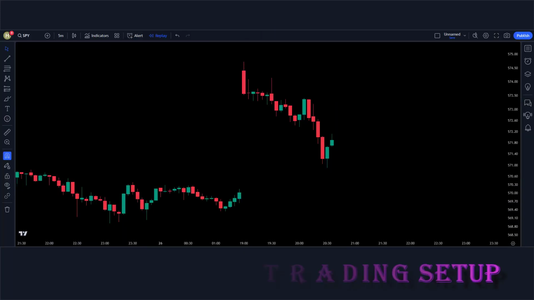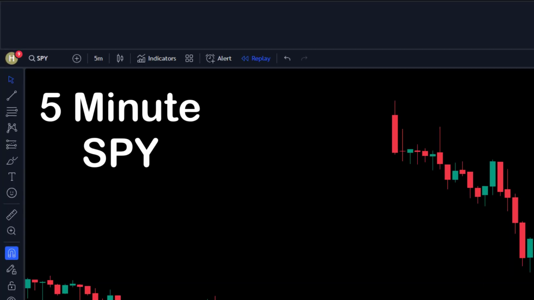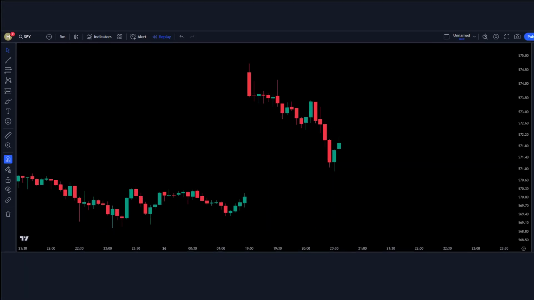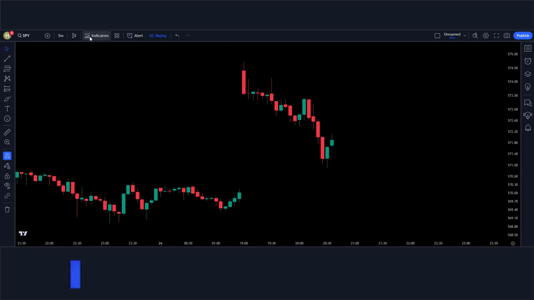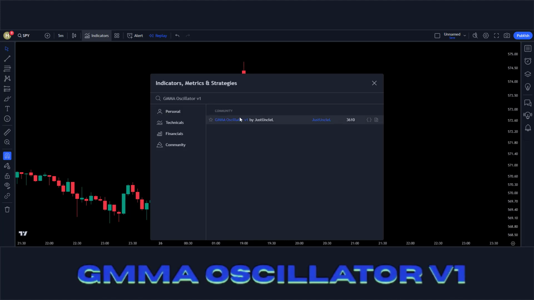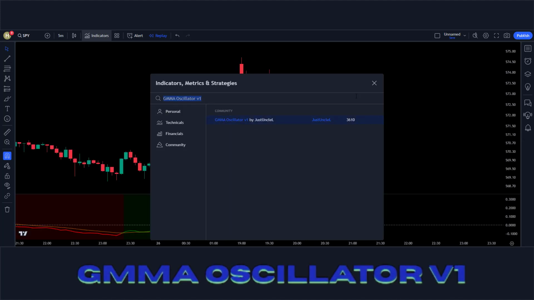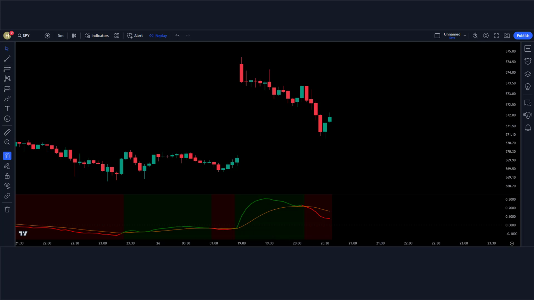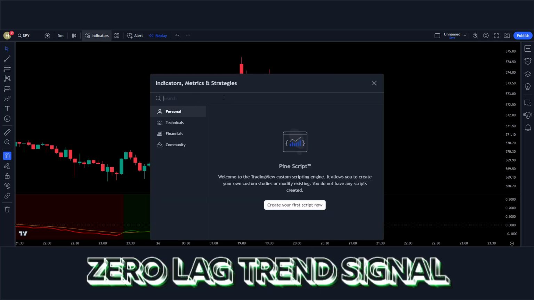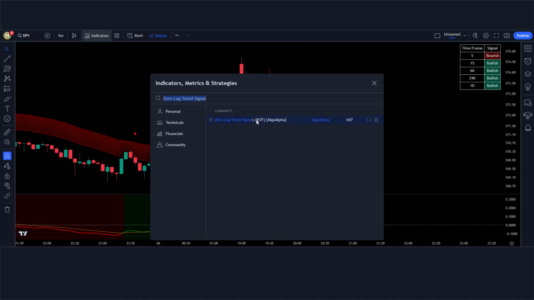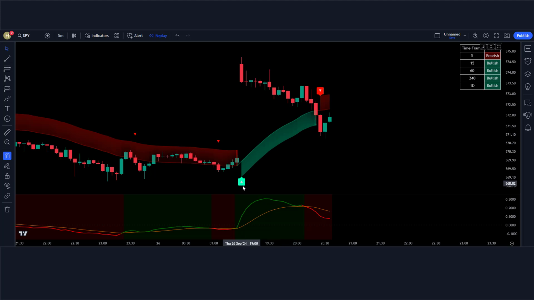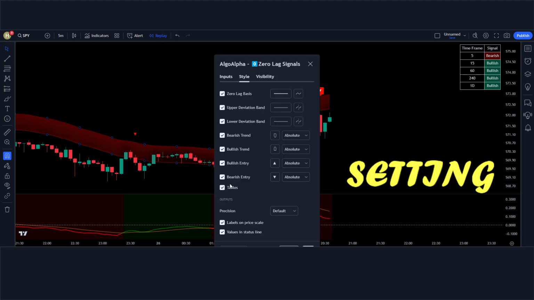So I don't waste any time, let's get started. Now let's create a trading setup. We are going to test this strategy on the 5-minute frame and SPY chart. In this setup we would require two oscillators. First indicator name is FxMAPA oscillator V1. Second indicator name is zero lag trend signal. Keep the indicator settings as I have shown here.